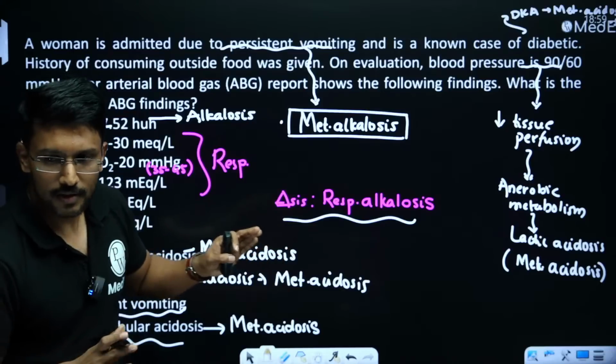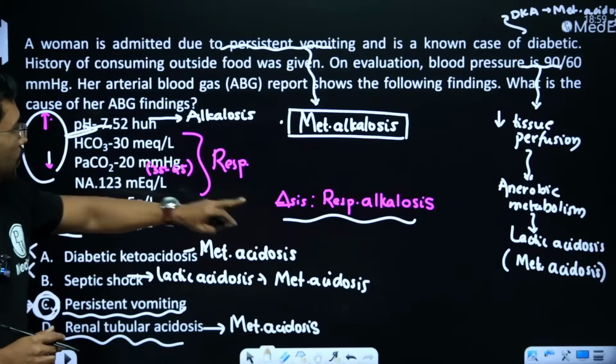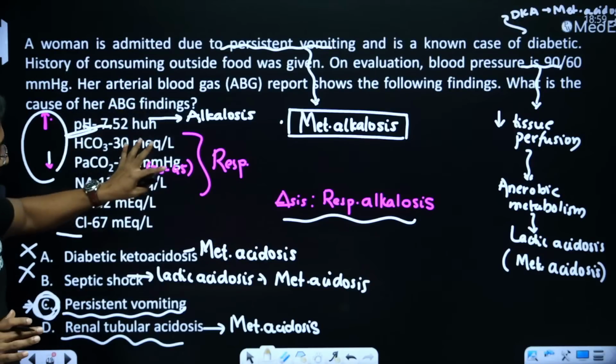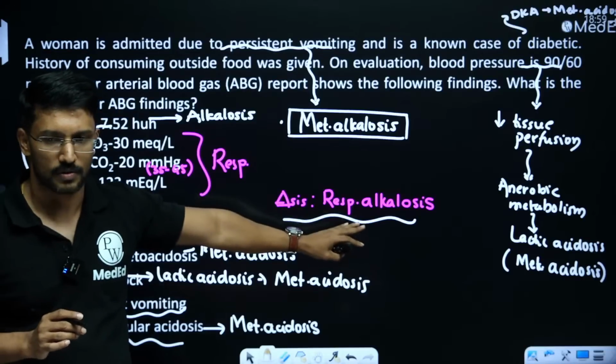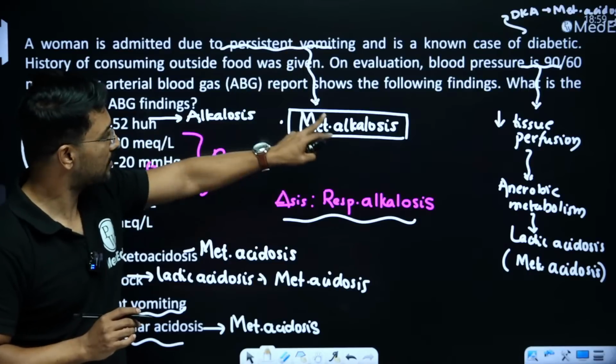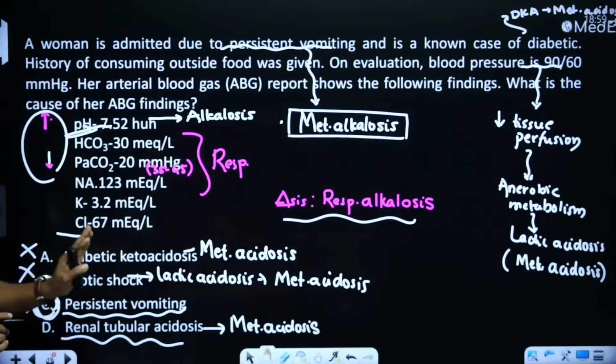So that's what we are making the diagnosis here as the respiratory alkalosis. pH is high, carbon dioxide level is less. So the ABG wise, the diagnosis is respiratory alkalosis. It's not metabolic alkalosis. I would expect, if vomiting is the direct cause, I would expect metabolic alkalosis on the ABG. Here it is respiratory alkalosis.